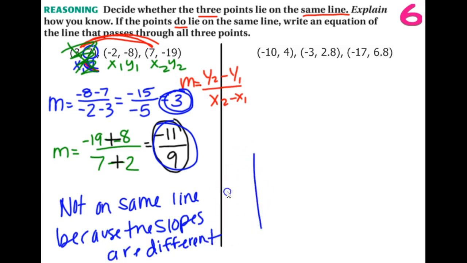This is telling us that on our coordinate plane, from one point to the next, we have a slope of 3, but then our next one is negative 11 over 9. So they're very different. They're not making a nice straight line with those 3 points.